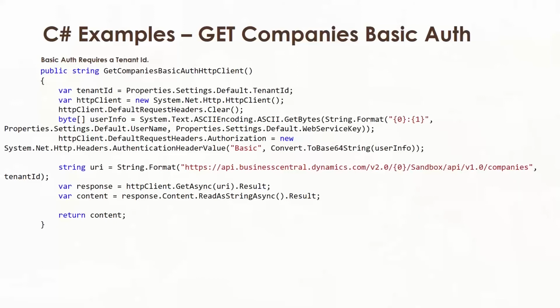Here I'm using companies with basic auth. I am passing the tenant ID. It doesn't know what you're accessing. We're not using a token. We're using basic authentication, and we're passing our tenant ID.